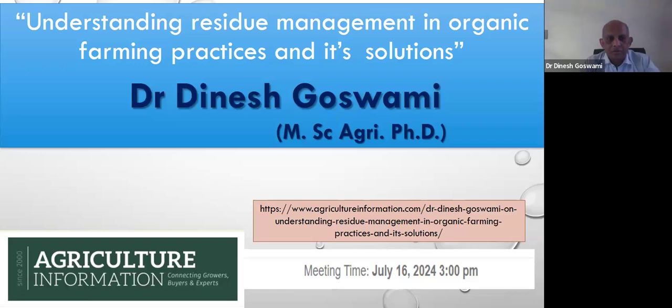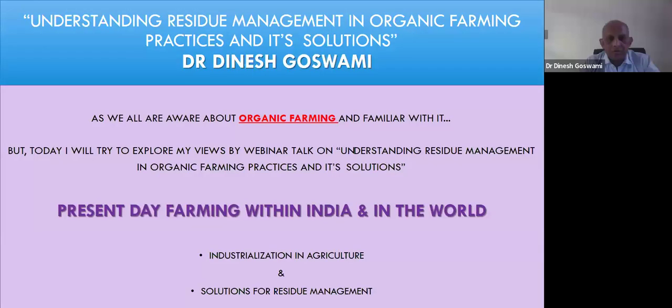We all know organic farming, and we are all familiar with it, so I'm not going to talk much about organic farming. I'm just sharing my views. As we know, the present-day agriculture within India and in the world is mainly, in my view, agriculture with intensive use of chemical pesticides, fertilizers, and mechanical equipment. In almost all corners of all countries of the world, it is dominated by industrial agriculture, and we are facing so many problems and issues due to that. So I will narrate the solution for it.